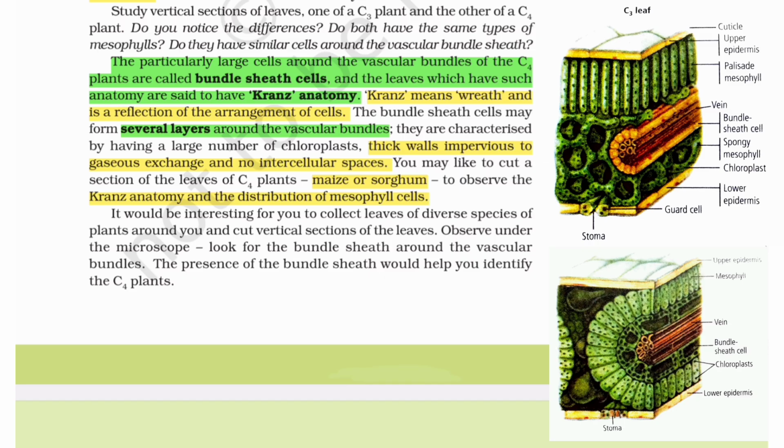The bundle sheath cells may form several layers around the vascular bundles. They are characterized by having a large number of chloroplasts, thick walls, impervious to gas exchange, and no intercellular spaces. You may like to cut a section of the leaves of C4 plants, for example maize or sorghum, to observe the Kranz anatomy and the distribution of mesophyll cells. It would be interesting for you to collect leaves of diverse species of plants around you and cut vertical sections of the leaves. Observe under the microscope, look for the bundle sheath around the vascular bundles. The presence of bundle sheath would help you identify the C4 plants.